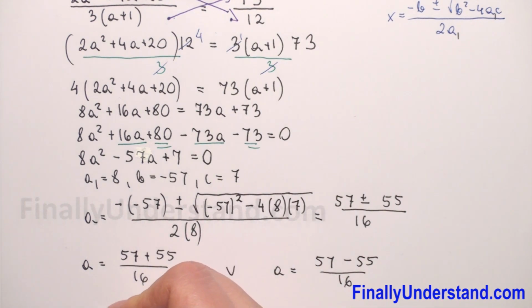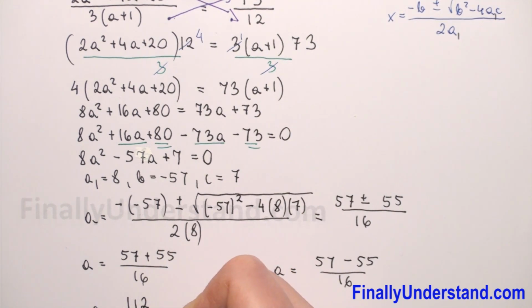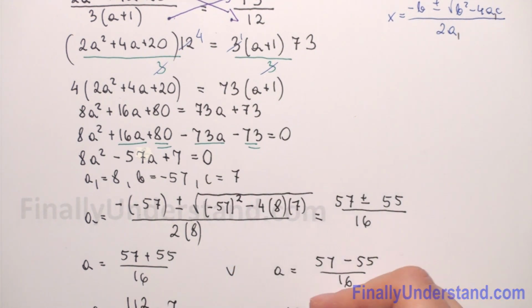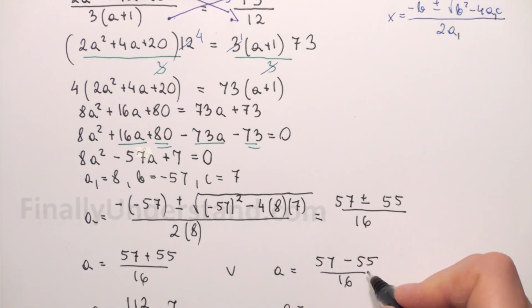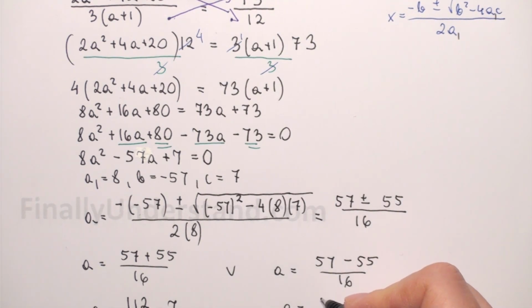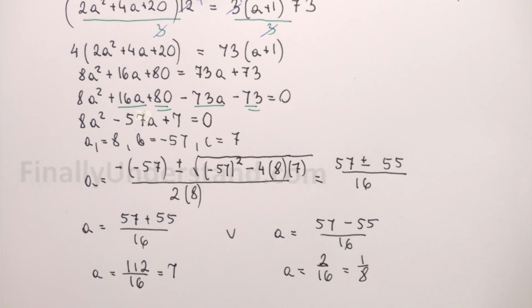So now we have that a is equal 57 plus 55, so it will be 112 over 16. So this is equal 7, and we have that a is equal 57 minus 55, so this is equal 2 over 16, so this is 1 over 8. So we got two solutions, one 7 and second one over 8.